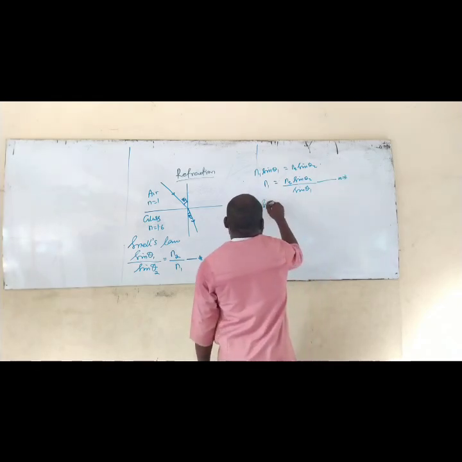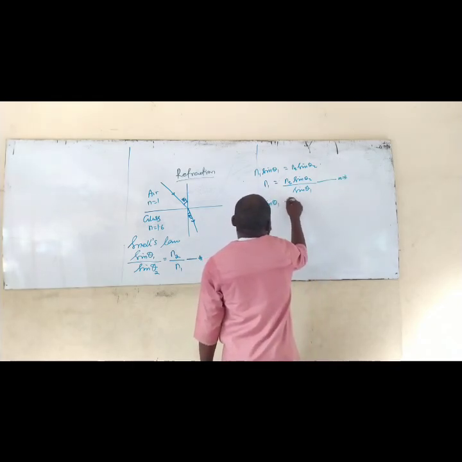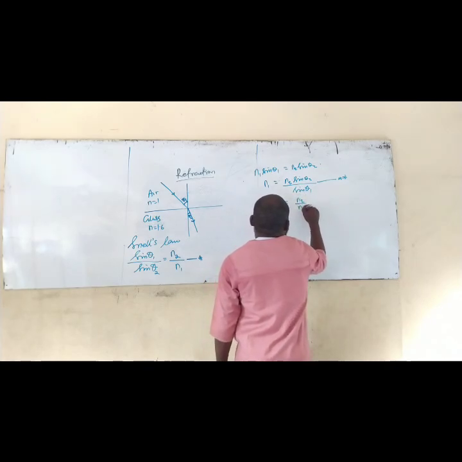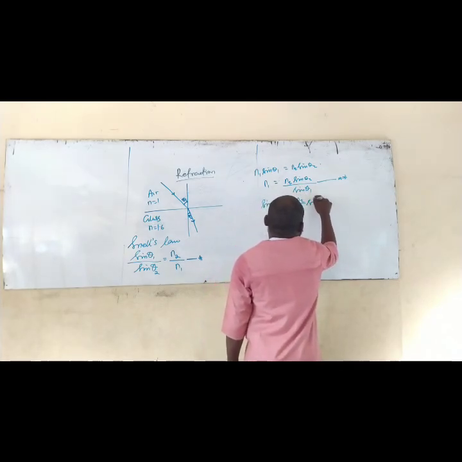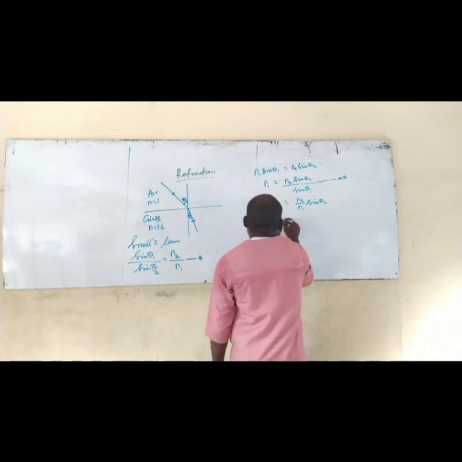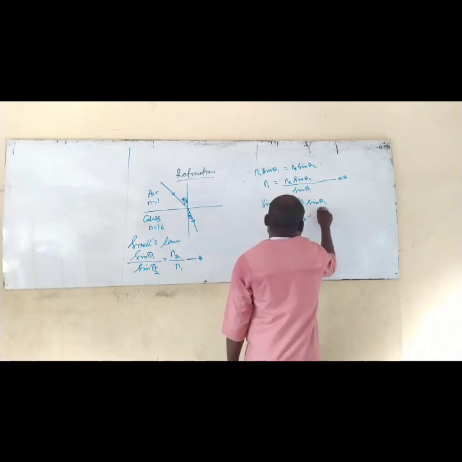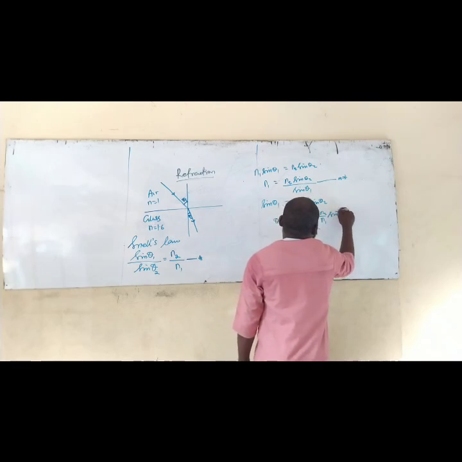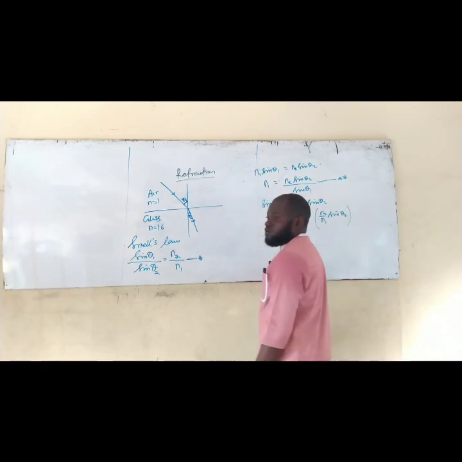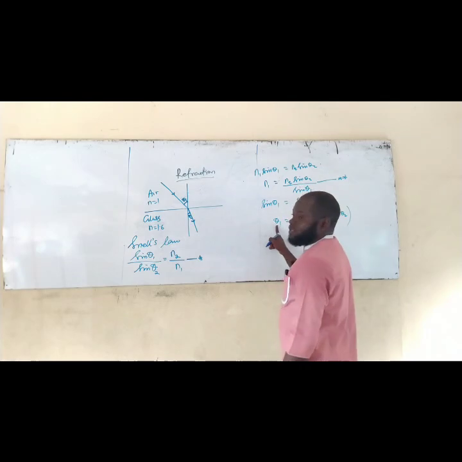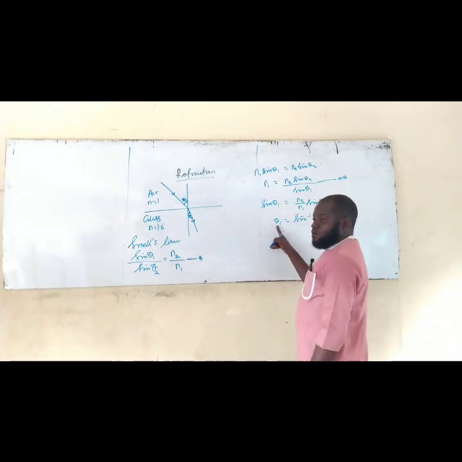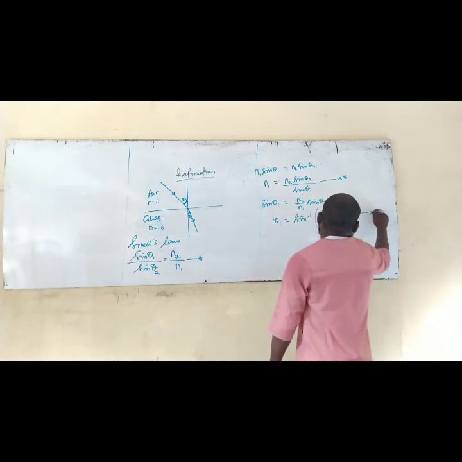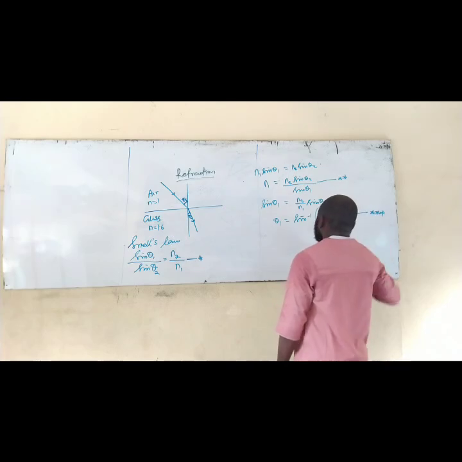And from here, I can say sine of theta 1 is equal to N2 over N1 sine of theta 2. And theta 1 is arc sine of N2 over N1 sine of theta 2. From there, you can get the value of what? Theta 1. That is the angle of incidence. So I can call this star star star.